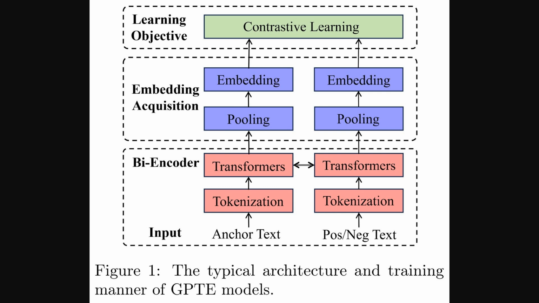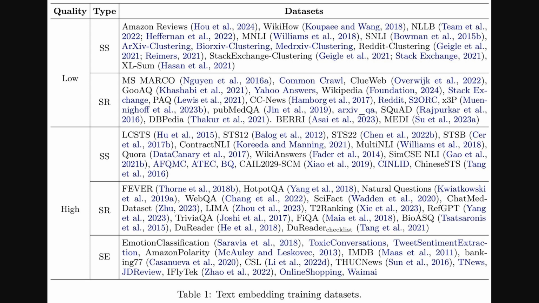This is a clever method that teaches the model to pull similar texts closer together in its representation space, while pushing dissimilar ones farther apart, which is key for understanding semantic meaning. Now, for that contrastive learning to work well, the model needs a huge amount of diverse data, and this table gives us a great look at the kinds of datasets used.